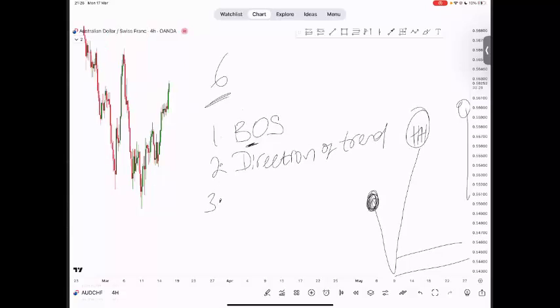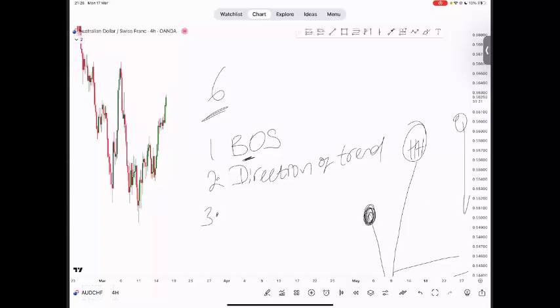So if you map out the market structure and price is currently in an uptrend, it means that you'll be looking out for just demand zones. You're not selling in a buying market, neither are you buying in a selling market.